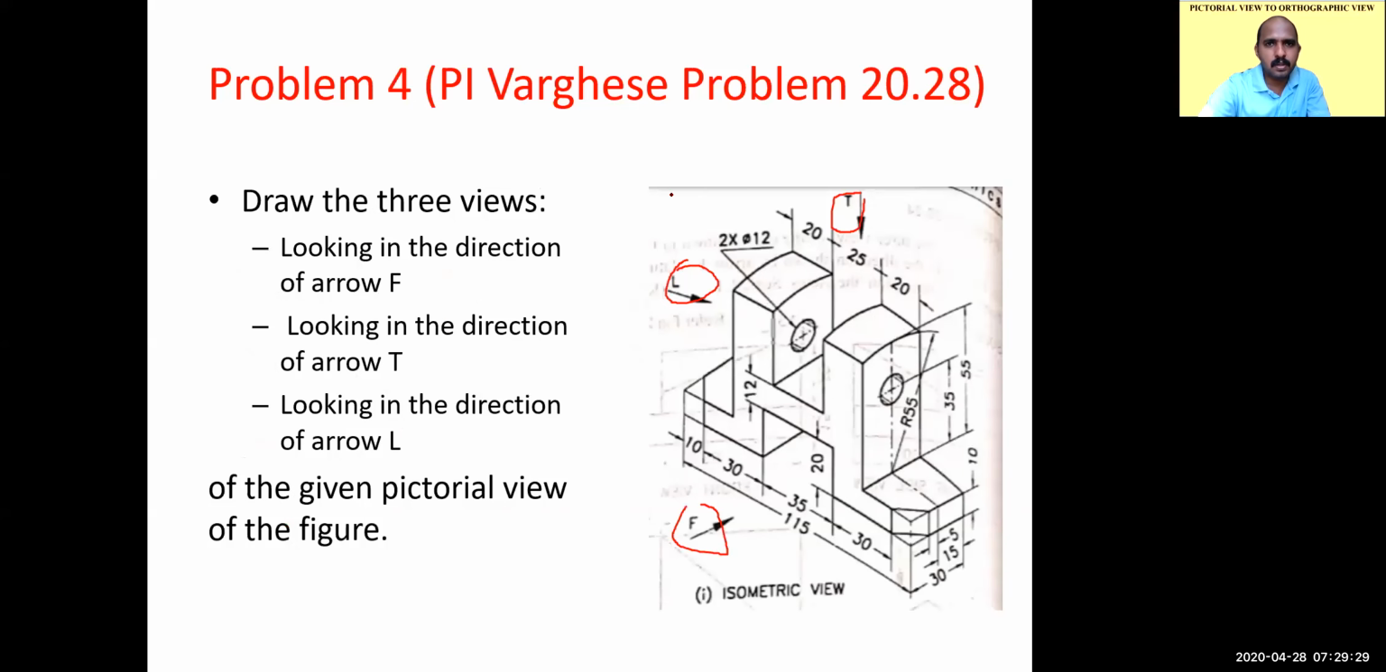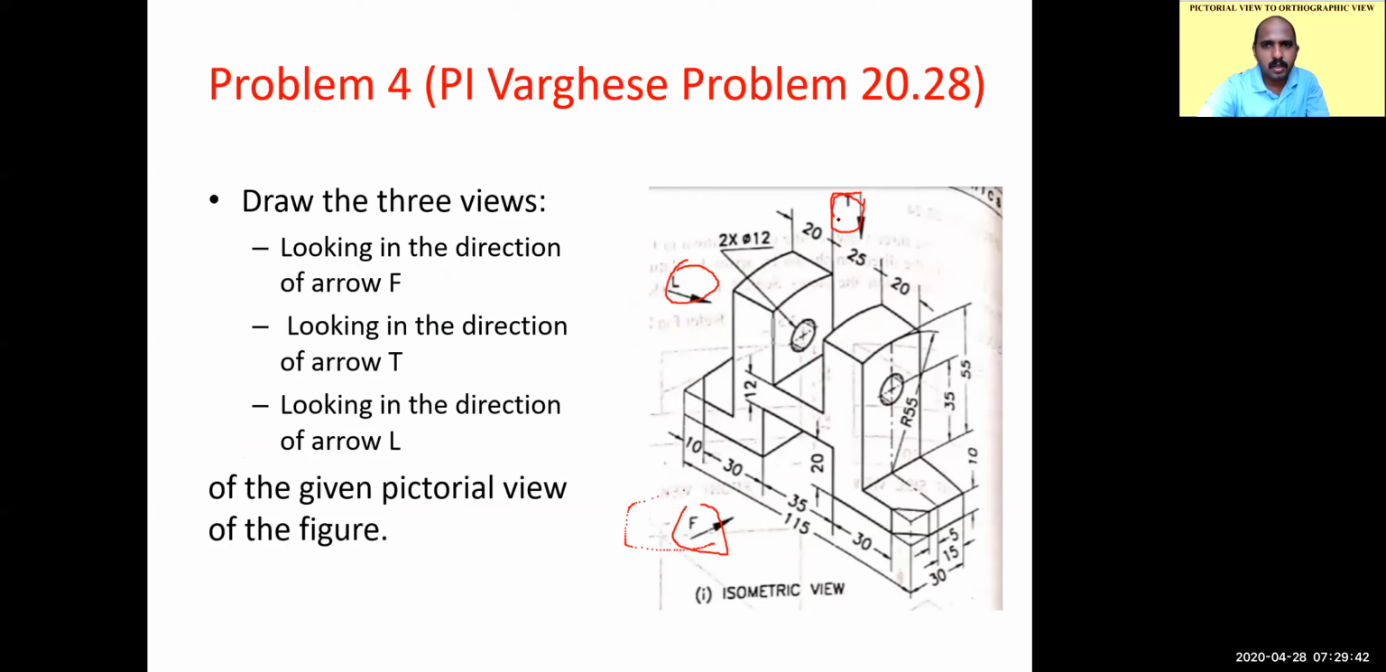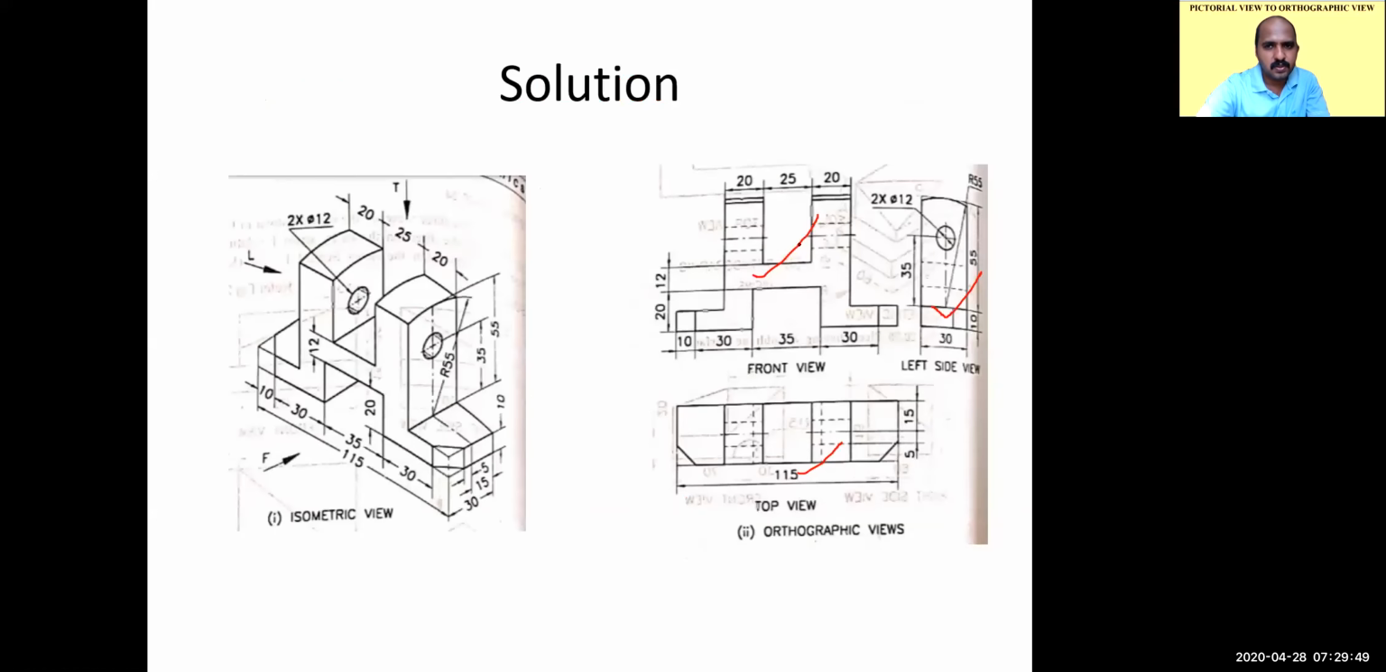Problem number 4, that is your fourth problem: draw the front view, top view, and the left side view. The solutions are given here. Once you draw the XY line, then draw all the views. When you are looking in this direction, these two holes are hidden. That is why the lines are shown as hidden lines when you are looking from the front.